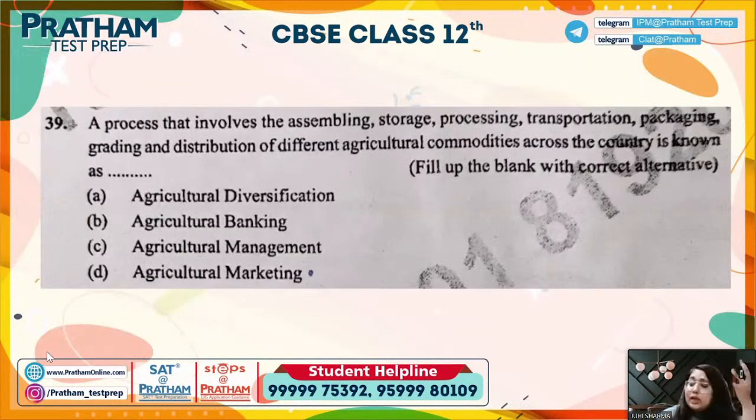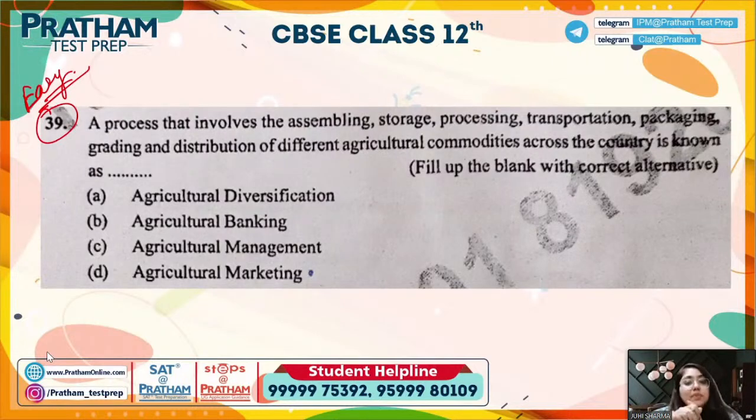ठीक है. Now question number 39 is one such question, very easy, जो हमने आई थिंक अपने वीडियो लेक्चर्स में भी करा है, हमने अपनी क्लासेस में भी करा है. The process which involves assembling, storage, processing, transportation, grading, distribution, packaging of different agricultural commodities across the country is known as what? ये सारा include आपका होता है in agricultural marketing. Very easy question, बहुत easy था, easily आप लोगों ने कर लिया होगा. So that is agricultural marketing for you.